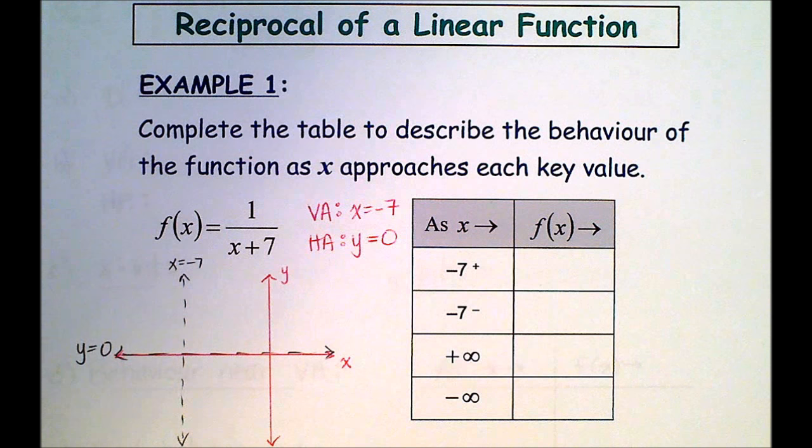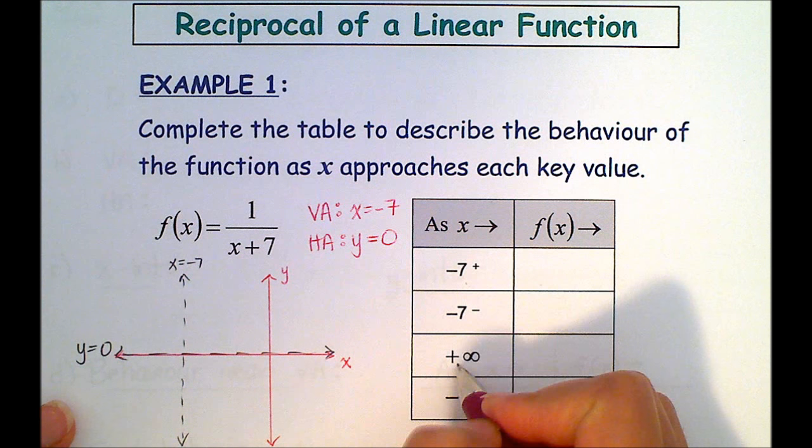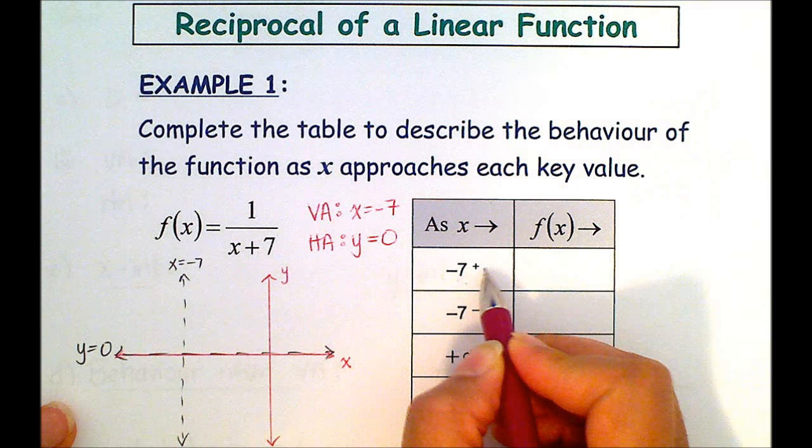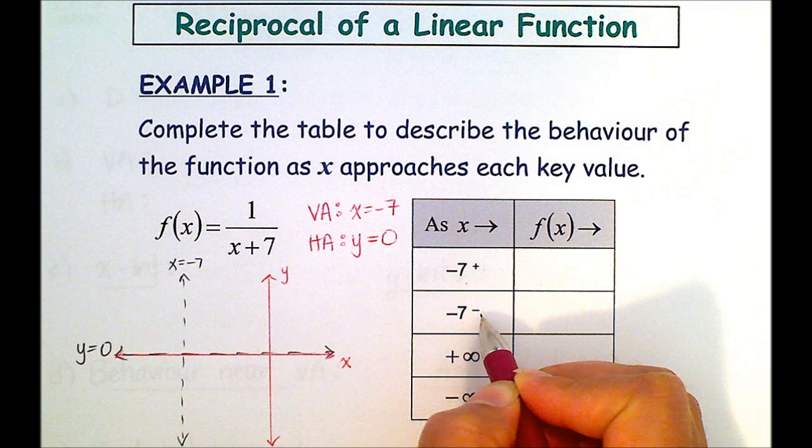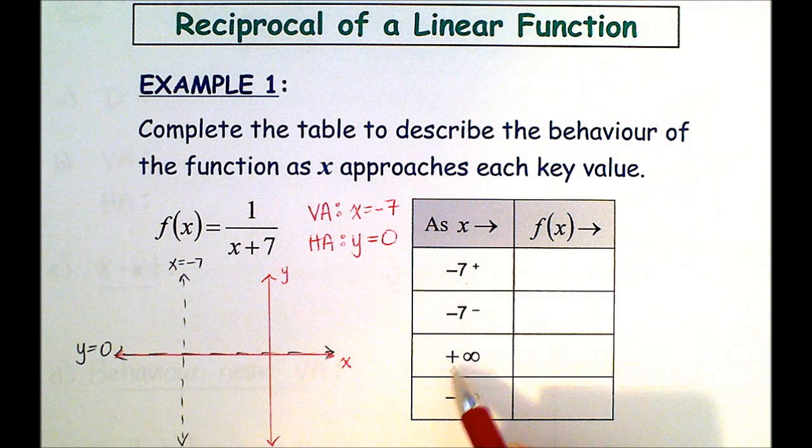Okay, so you'll notice that the key values in the table here are -7 with a little plus sign on the side, and we'll talk about what that means, and the -7 with a little minus sign at the top, and we'll talk about what that means as well. Positive infinity and negative infinity.